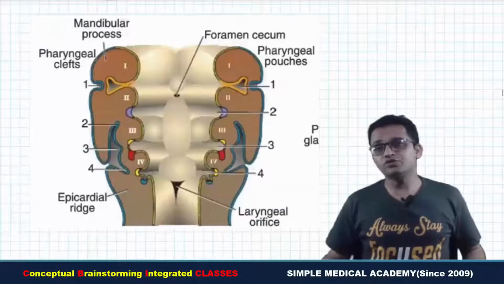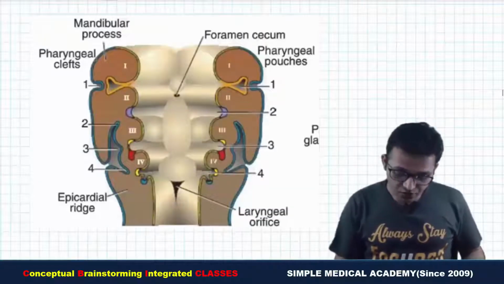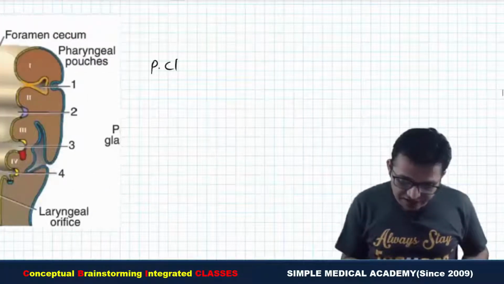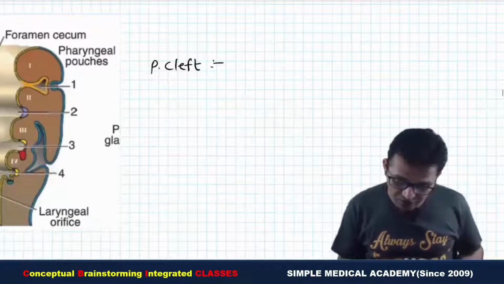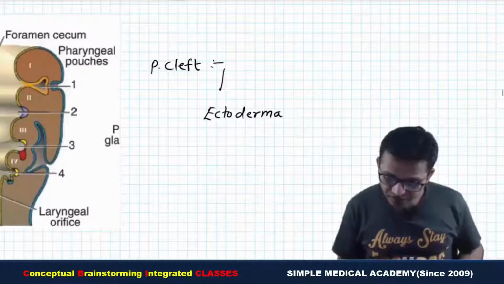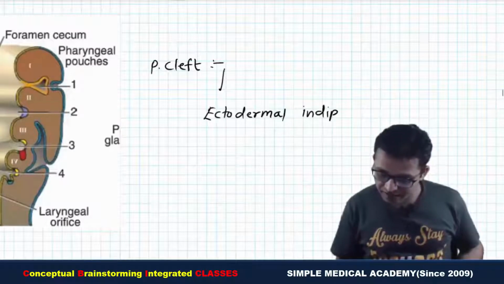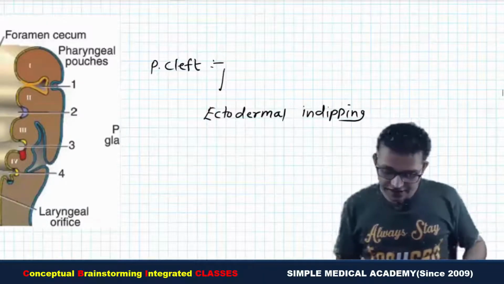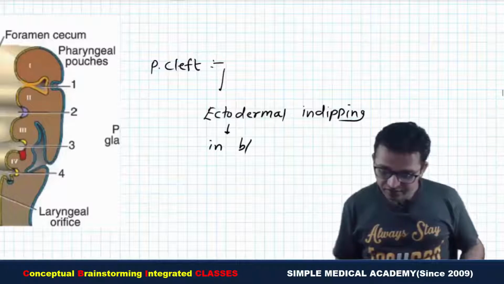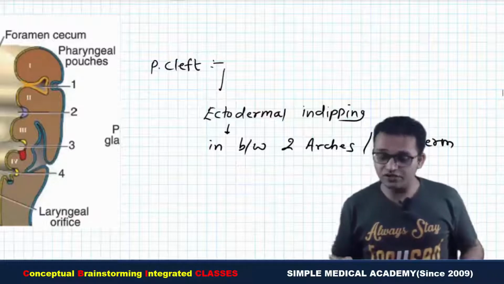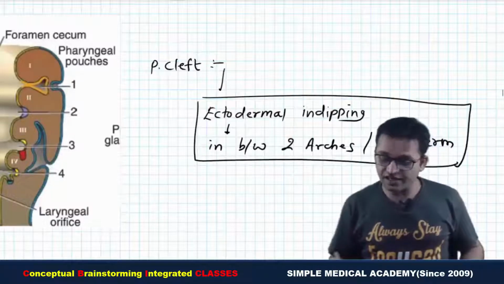So now we are going to talk about the pharyngeal cleft. What is a pharyngeal cleft? As we have seen in the early images, the pharyngeal cleft is ectodermal. What you have to remember: ectodermal indipping. Ectoderm was going inside between the two arches, or you can say in between two mesoderm, known as the pharyngeal cleft.